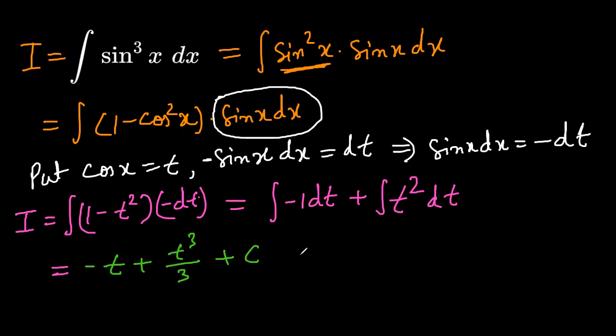Of course, we would like to express our answer in terms of x. So we retain the value of t, and the value of t is cos x. So the answer is equal to minus cos x plus cos cube x by 3 plus c.